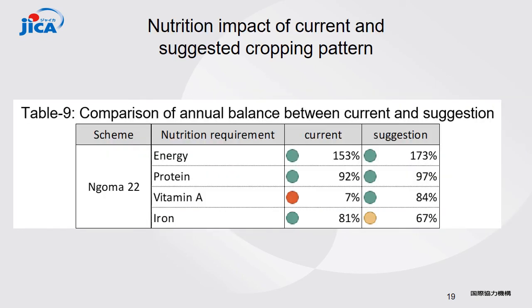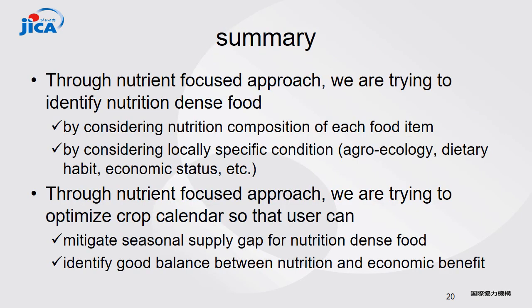This is a nutrition impact of modified cropping pattern. By comparing with current cropping pattern, supply of vitamin A increased dramatically. Through nutrient-focused approach, we're trying to identify nutrition-dense food by considering nutrition composition of each food item, by considering locally specific conditions such as agroecology, dietary habit, economic status, and so on.